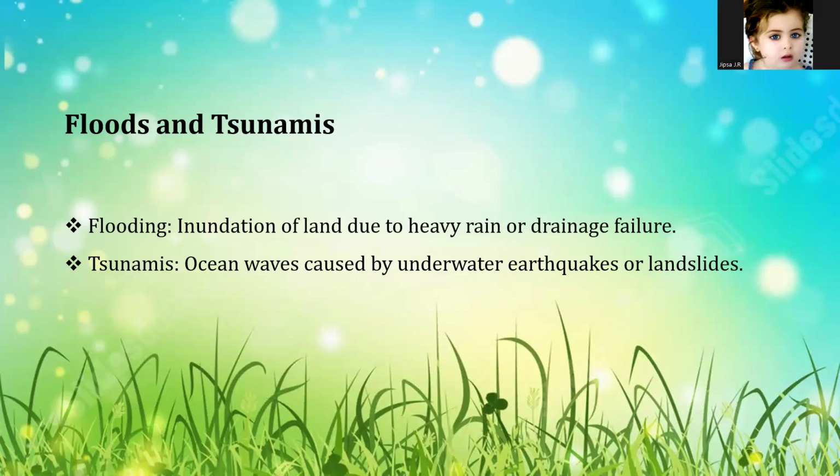heavy rain, drainage failure, etc. Heavy rain means excessive rainfall can cause rivers to overflow their banks or create flash floods in areas where the ground cannot absorb water fast enough. Drainage failure means in an urban environment, if storm drains or the sewage system are blocked or overwhelmed, water accumulates on the street and enters the buildings.